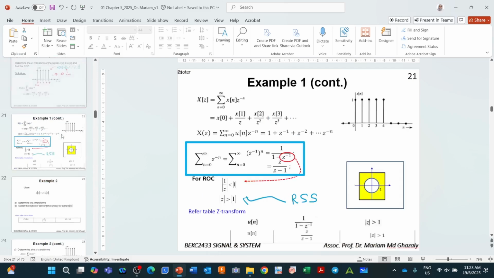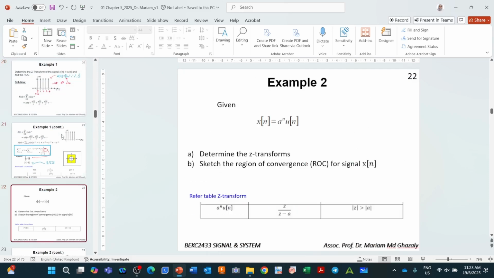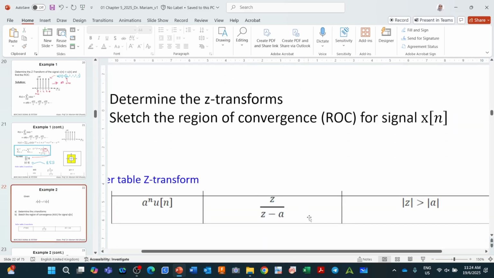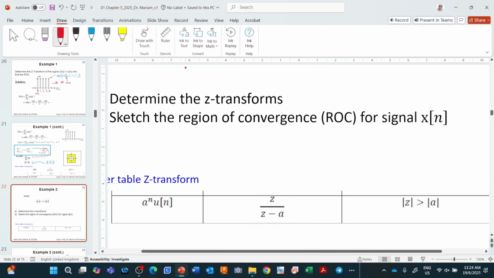Yesterday we stopped here, right? Okay, we did a proving on this one, and then we proved it for the signal a^n u[n]. If you have a^n u[n], you can write the Z transform as Z over Z minus A. So basically, you can either write it in this term, or you can write it as 1 over 1 minus A z inverse.